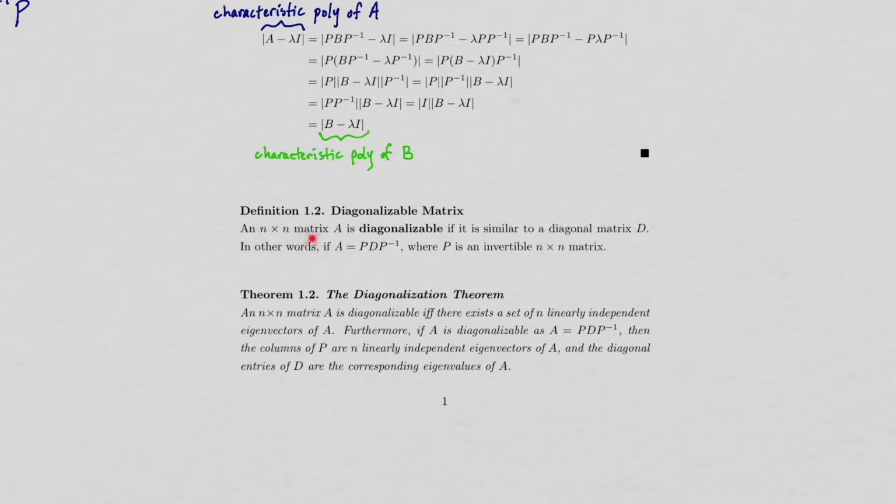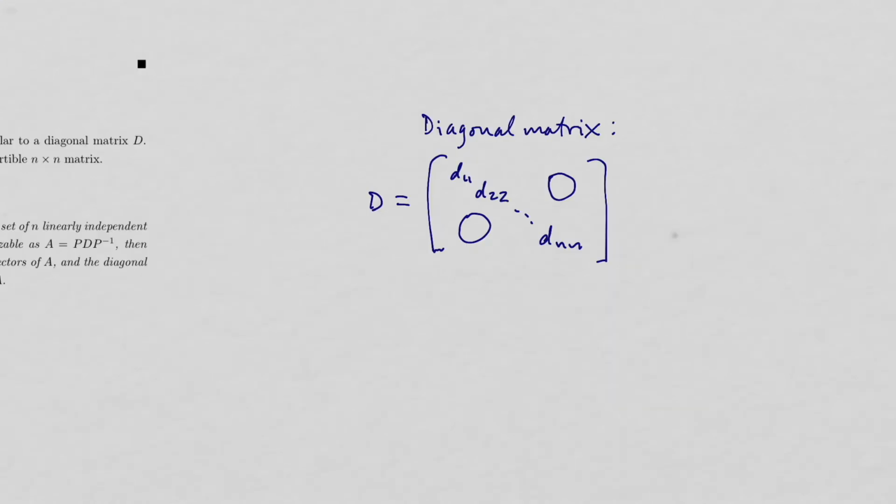Next, we'll say that an n by n matrix A is diagonalizable if it is similar to a diagonal matrix D. In other words, A is equal to P D P inverse, where P is an invertible n by n matrix and D is diagonal. Remember the definition of a diagonal matrix. If D is a diagonal matrix, the main diagonal entries can be any numbers, D11, D22, down to Dnn, and the lower triangle is all zeros, and the upper triangle is also all zeros. Some or all of these diagonal entries may also be zero, but they don't have to be. Also notice that only square matrices, n by n matrices, can be diagonal.